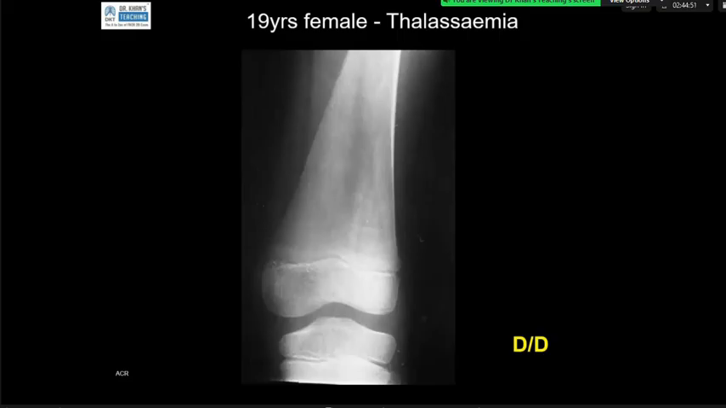The physis, I think, maybe it's due to the age of the patient. It's quite a narrow physis.